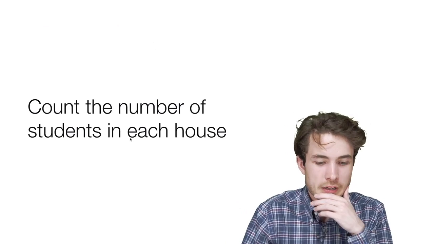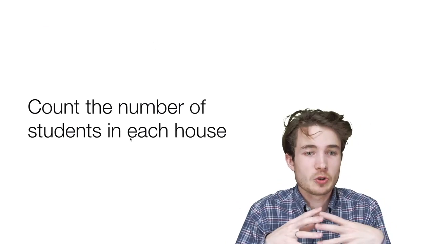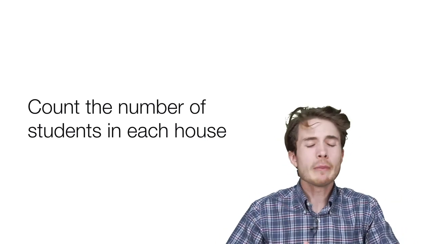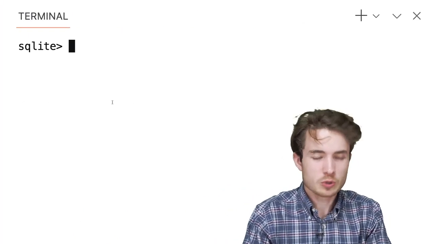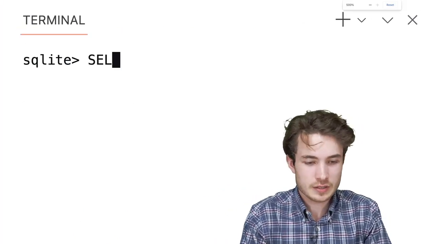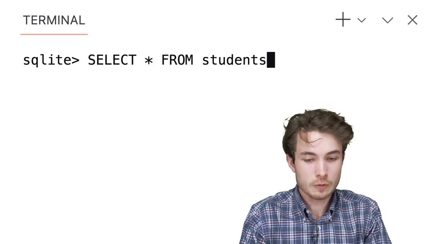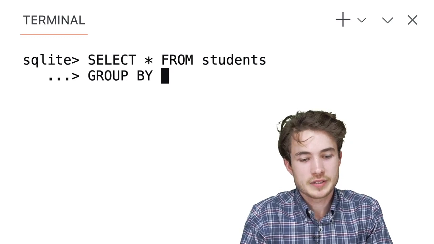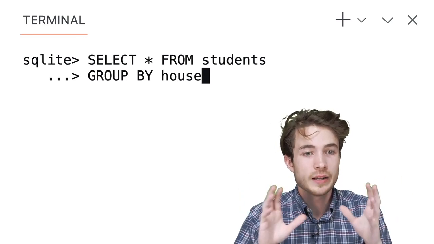So group by is helpful if you want to get the number of students by a certain attribute. So we want to kind of group our data by house and figure out, well, how many students are in each house. So let's try this. We can use group by as follows. I could say select star from our students table. And let's go ahead and group by, in this case, house. We want to sort of group our data by house.